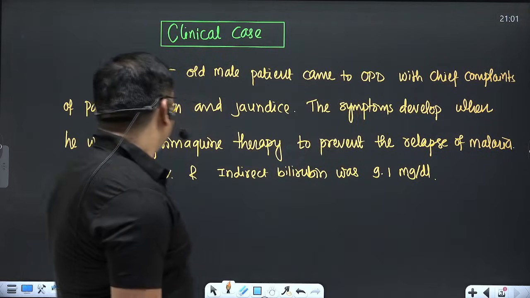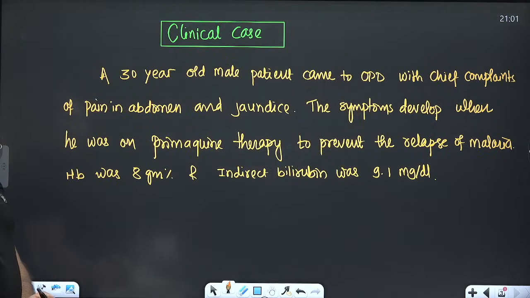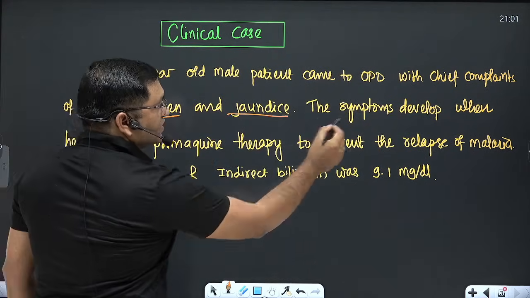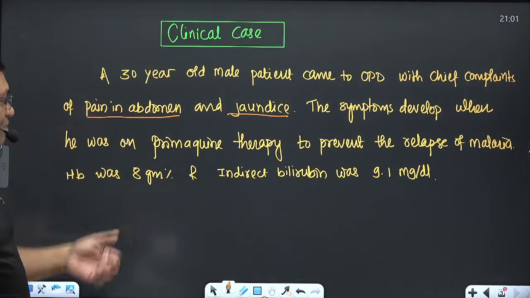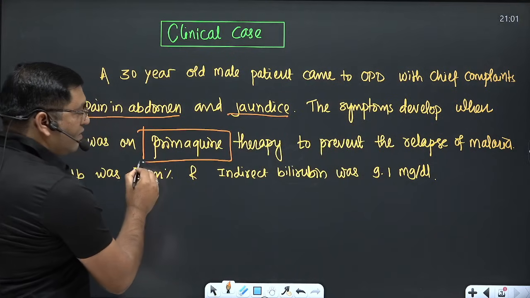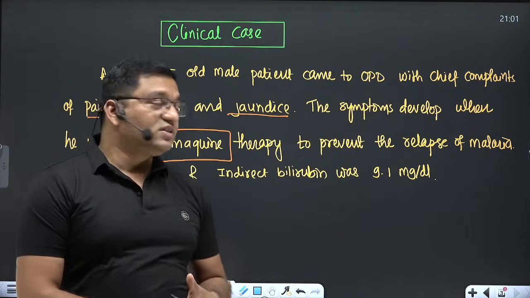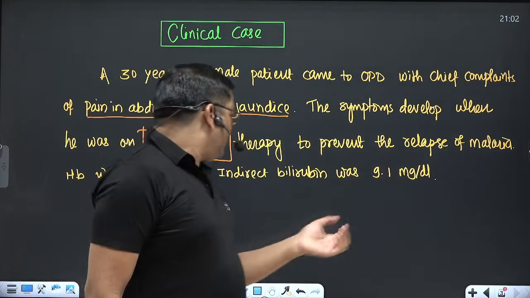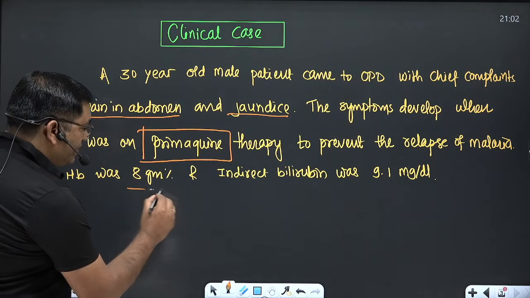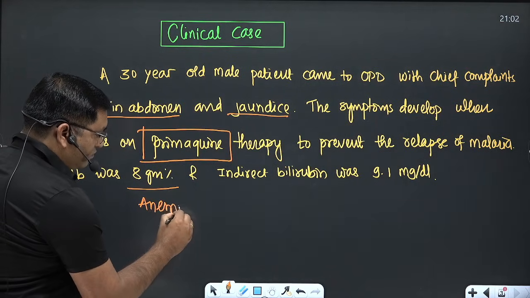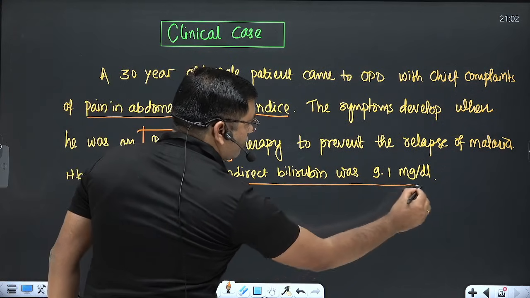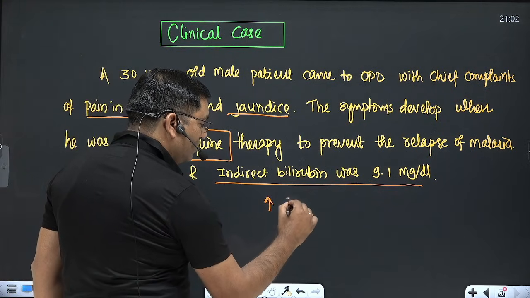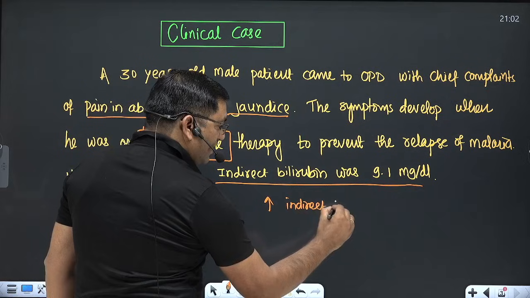Now let's discuss one case. A 30-year-old male patient came to OPD with chief complaints of pain in abdomen and jaundice. The symptoms developed when he was on primaquine therapy. This is the hint here. Primaquine is given to prevent the relapse of malaria. Hemoglobin was 8 gram percent, meaning anemia, and indirect bilirubin was 9.1 milligram per deciliter, meaning there is increase in the unconjugated, indirect bilirubin.